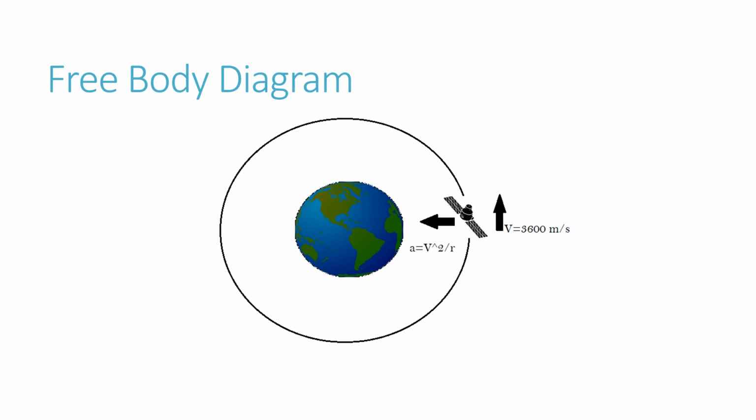This is the free body diagram of the problem. Right here you can see the satellite, and then we have an acceleration vector right here, and we have a velocity right here. What we're going to try to do is find the distance from the surface to the orbit, and also the time it takes for the satellite to complete one revolution, which is the period.